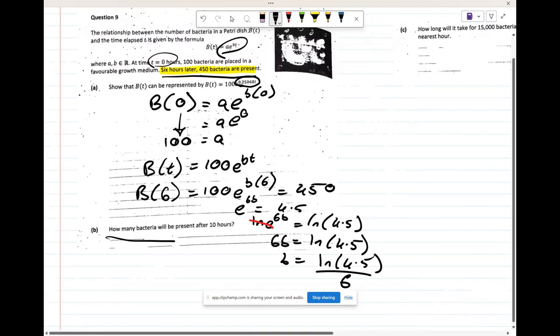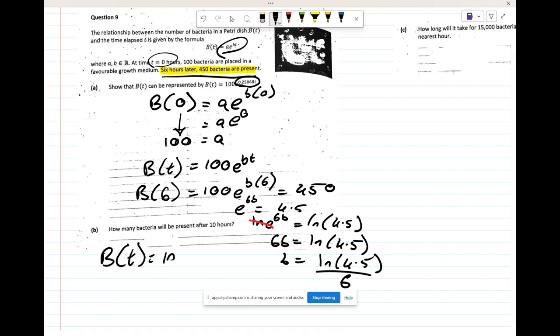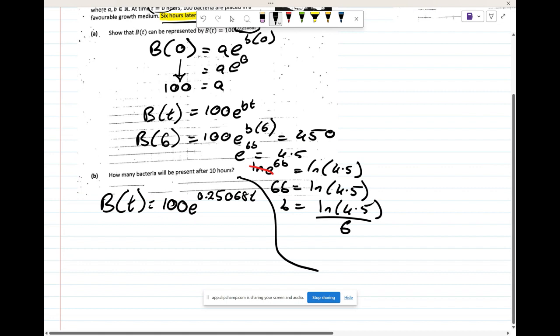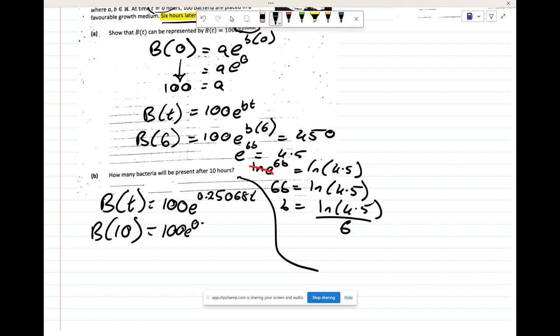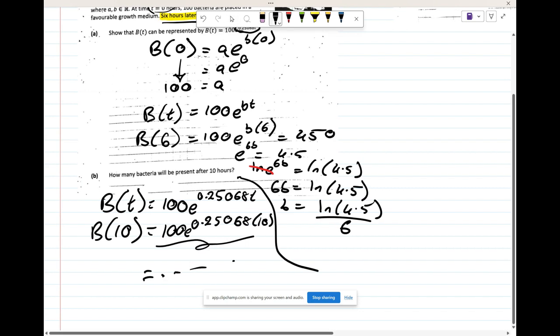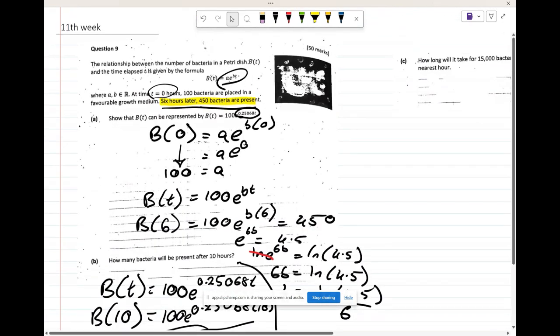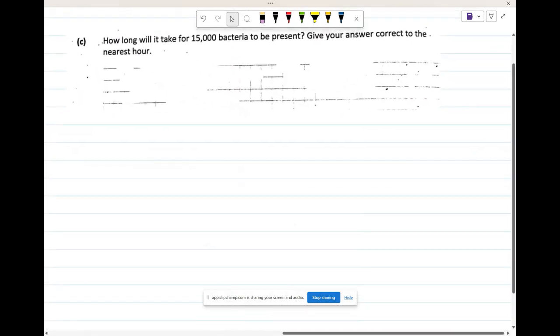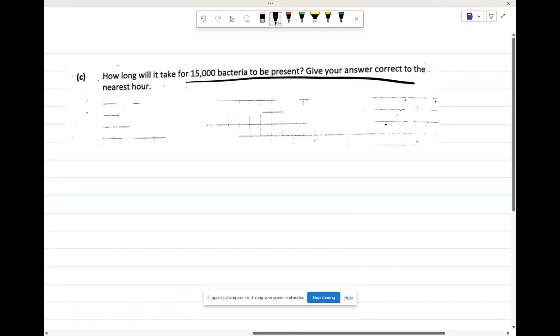Okay, and so part b says how many bacteria will be present after 10 hours. So we know B(t) is equal to, we just found out it was equal to 100 e to the 0.25068 t. And so now we want to find B after 10 hours, so t is 10, 100 e to the 0.25068 times 10. And this is just a number we can plug into our calculator, and that'll give you some kind of decimals.